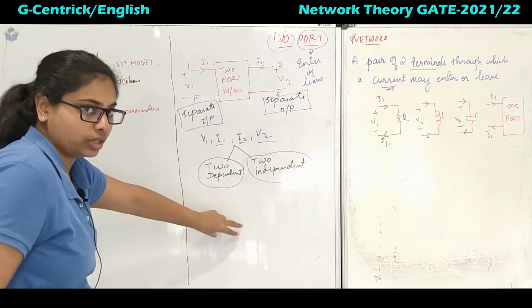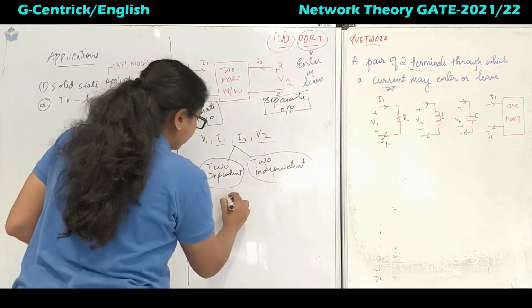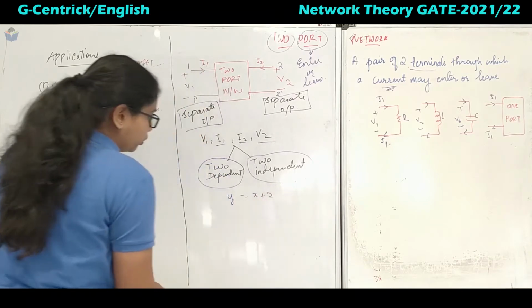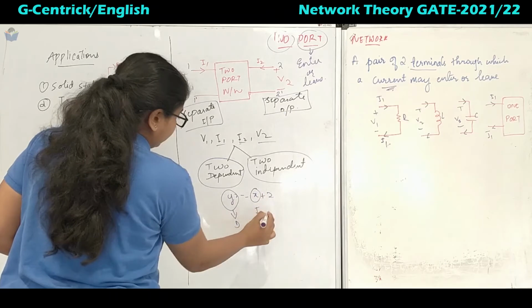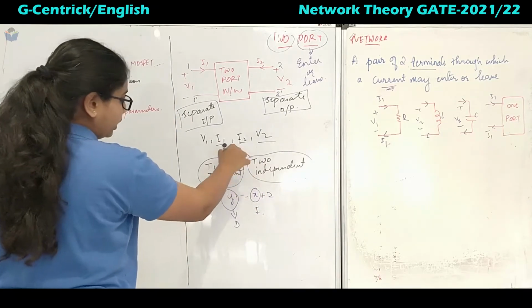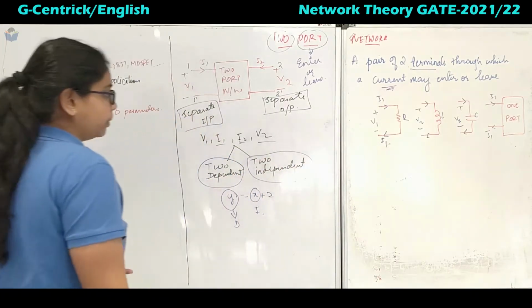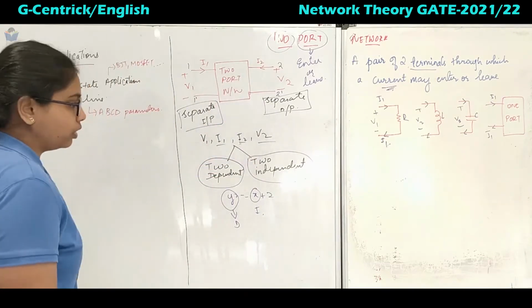So it depends on the equation through which we are writing. Something like y is equal to x plus 2. So this will become dependent and this will be independent. That means in this case there are two dependent quantities and two independent quantities. Why 2 we have? Because we are studying a two-port network.